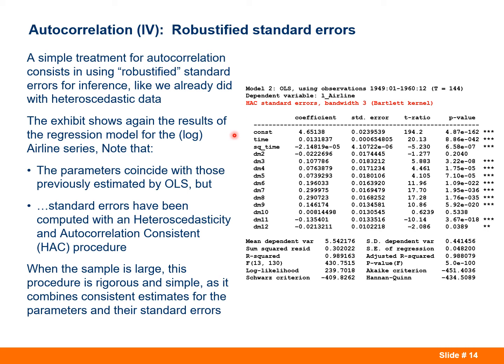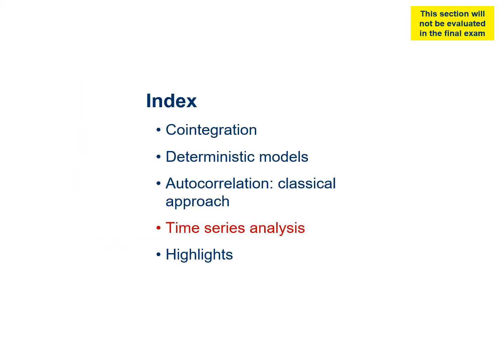When the sample is large, this procedure is rigorous and simple, as it combines consistent estimates for the parameters and their standard errors. So we get back the ability to test hypotheses that we had lost due to autocorrelation. The next section, time series analysis, deals with the modern approach to autocorrelation. As you can see here, this section will not be evaluated in the final exam, so I will not explain it. However, I advise you to review this material.